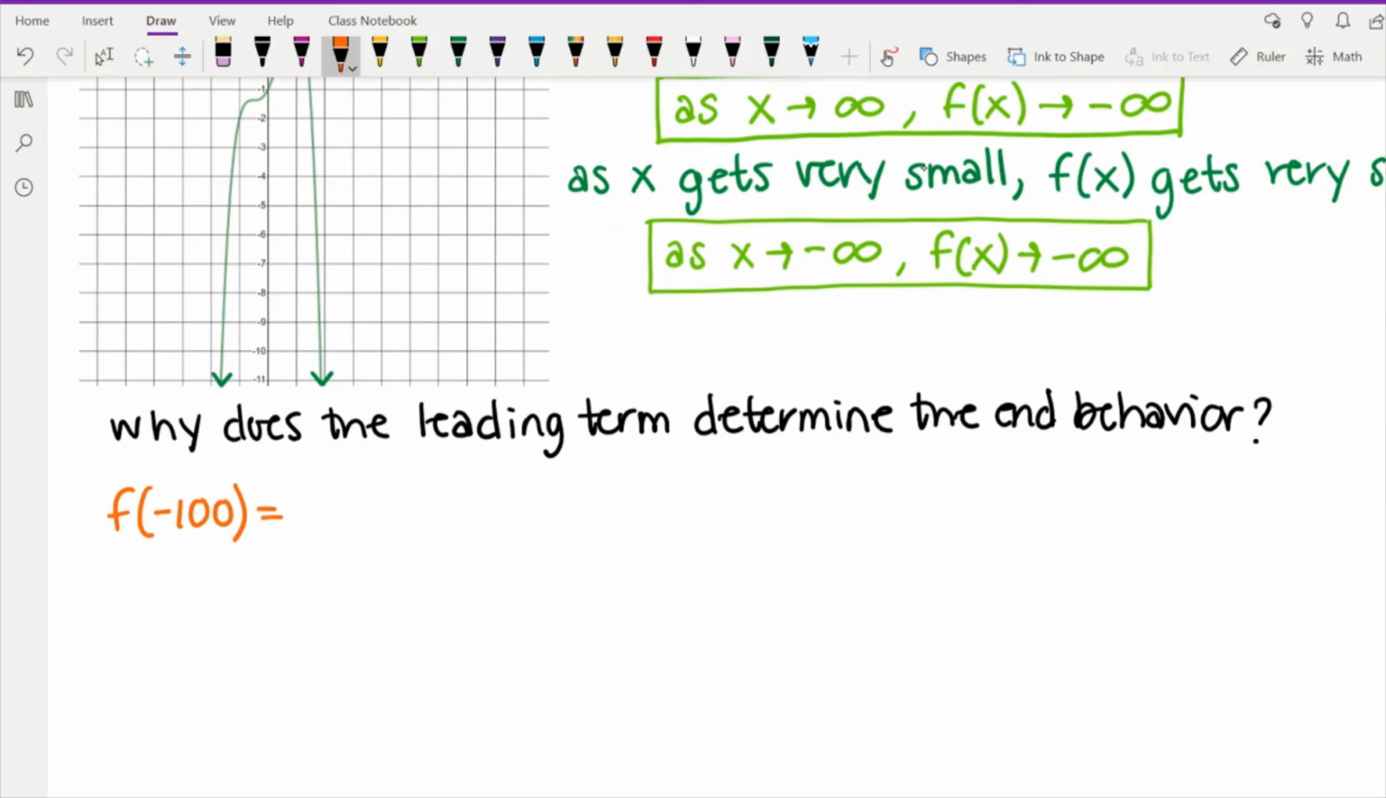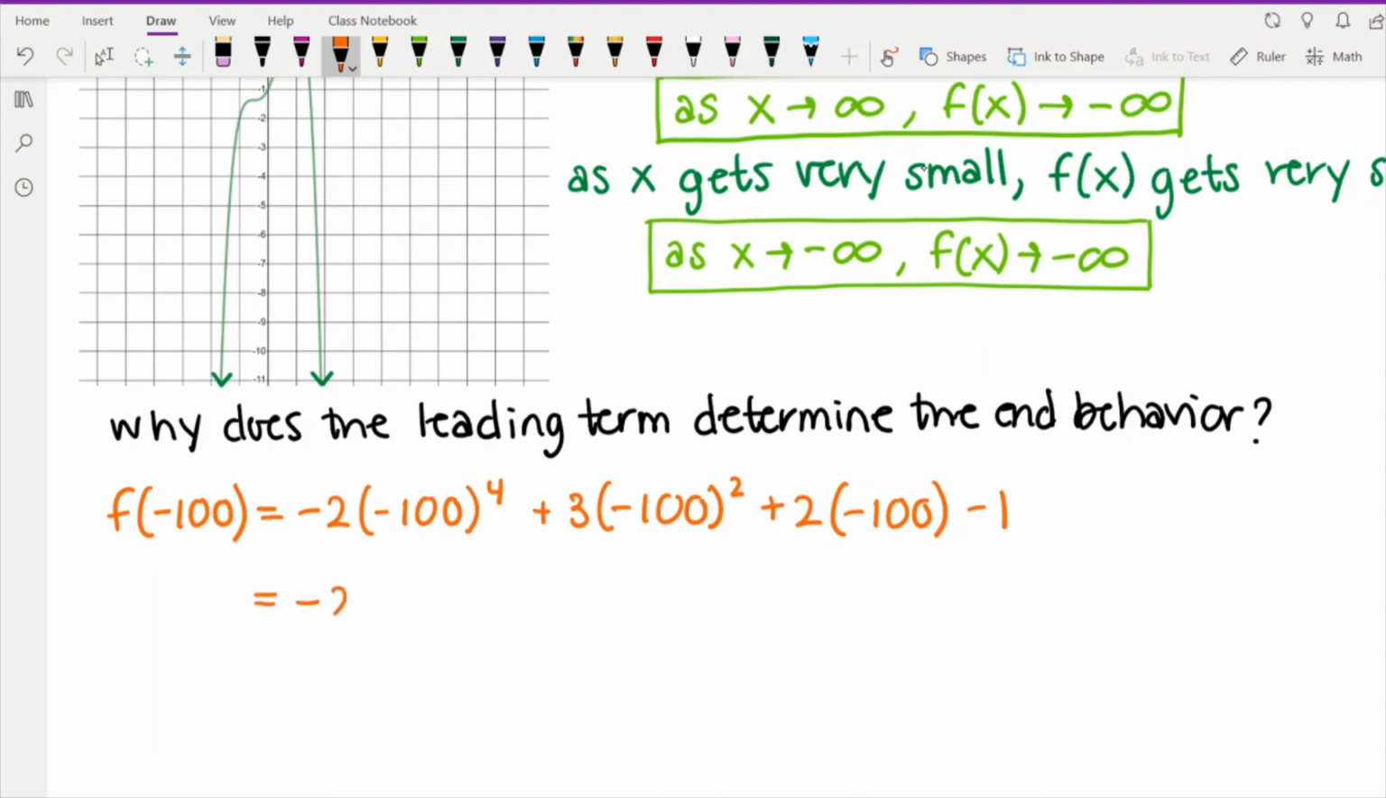So that would be negative 2 times negative 100 to the 4th, plus 3 times negative 100 squared, plus 2 times negative 100, minus 1. And so I'm going to expand these out just so we can see what's going on here. So this first one would be negative 2, and I'm not going to know how to pronounce this number out loud right away, but it's going to have 8 zeros. 1, 2, 3, 4, 5, 6, 7, 8. So that looks like it's 200 million.